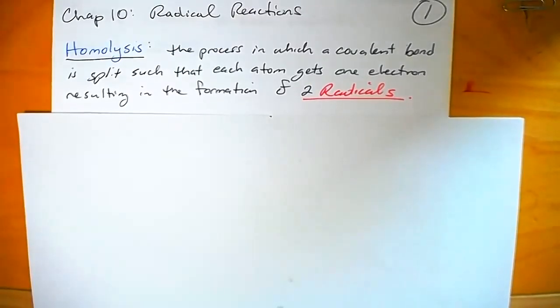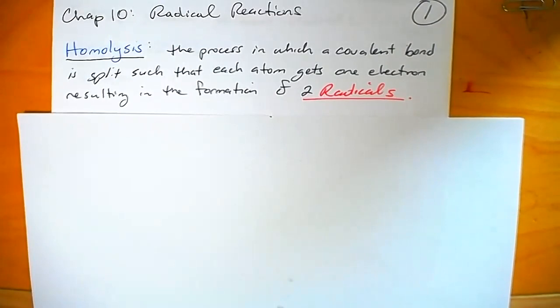All right, everybody. So today we're going to start talking about radical chemistry in chapter 10. This chapter is going to start off with a lot of definitions, and so I'm going to go through this and define all these processes.